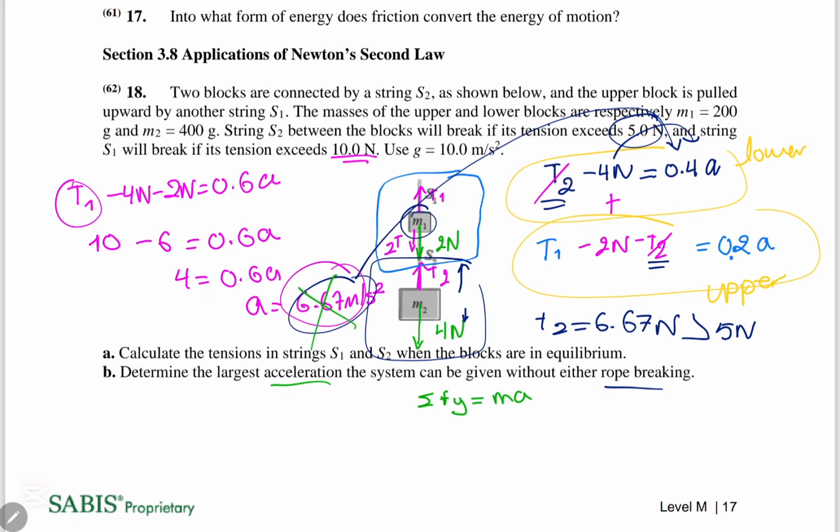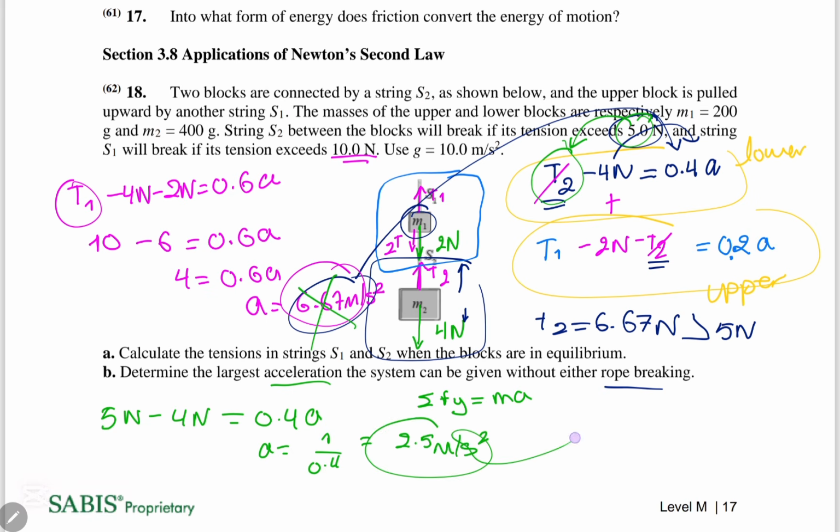Instead, what we're gonna do is try focusing on tension 2. So that would be what? We would substitute the 5 newtons over here. So 5 newtons minus 4 newtons is equal to 0.4 A. So then acceleration is 1 over 0.4, which is 2.5 meters per second squared.